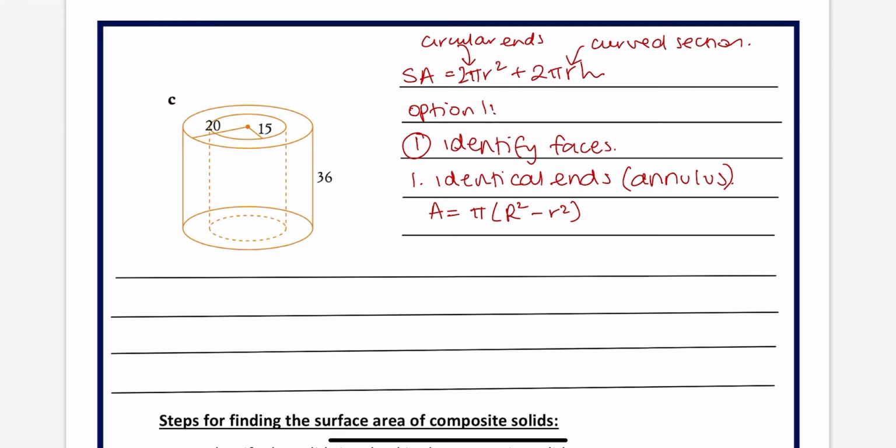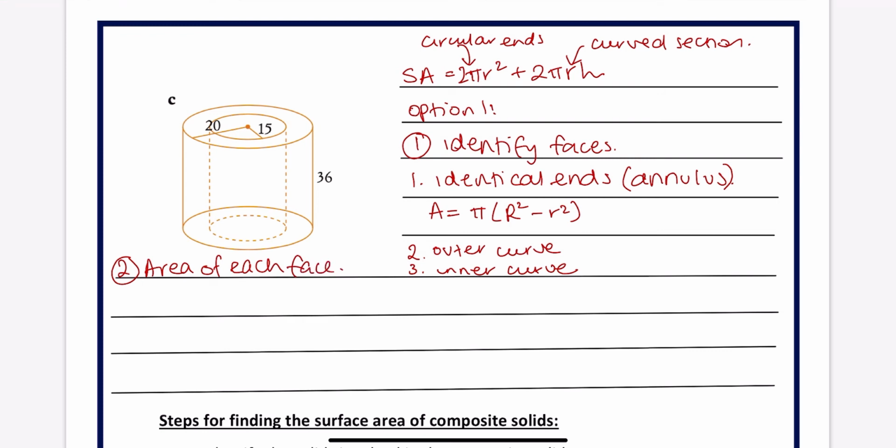Then we've got the other faces. So we've got the curved edge around the outside, we've got this one around here, and then we've also got the one on the inside, like in here. So we've got the outer curve and we've got the inner curve. Now we have to find the area of each face.